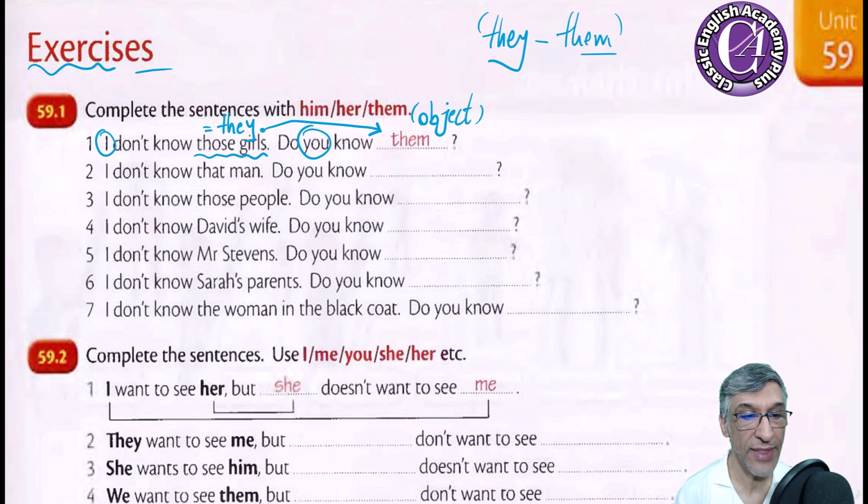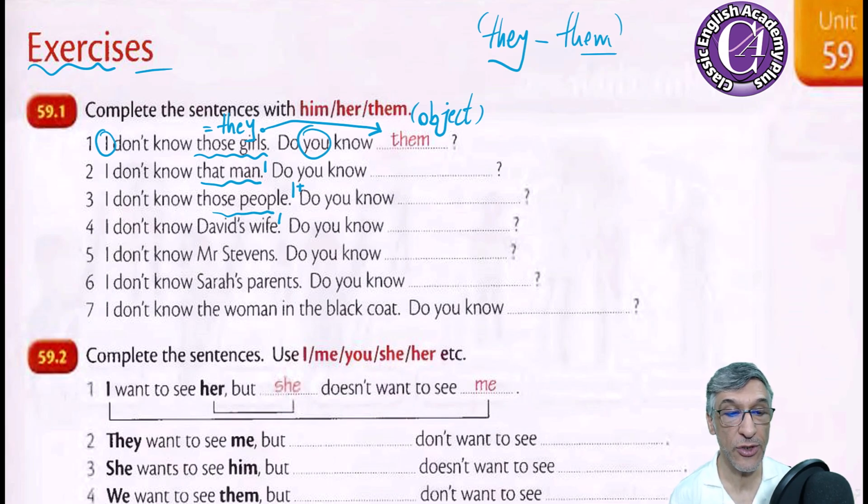I do not know that man. Okay, be careful. We have that man here. I do not know those people. We have those people. That man is one person. Yes. Those people is more than one person. Maybe there are 2 people, 3 people, millions of people. I do not know David's wife. Wife, one person.